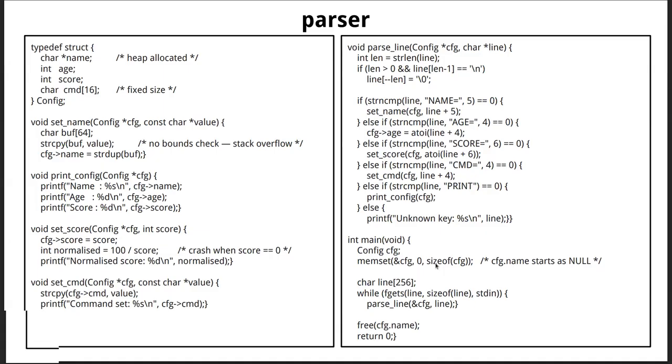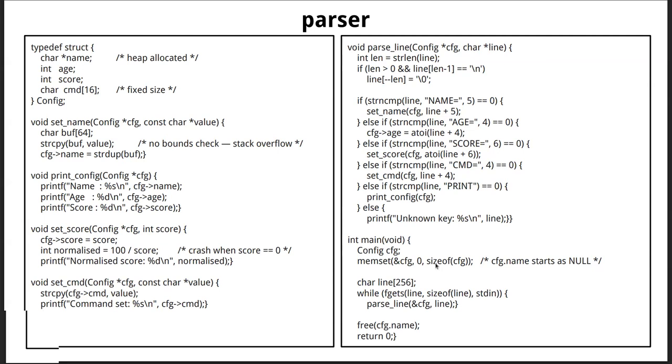Okay, we will find a way. So the structure has name, which is a pointer, age, and score. We'll also have a command, which is a buffer. Then there's a function called set name. That will take the address of a config and a string, and we try to set that.